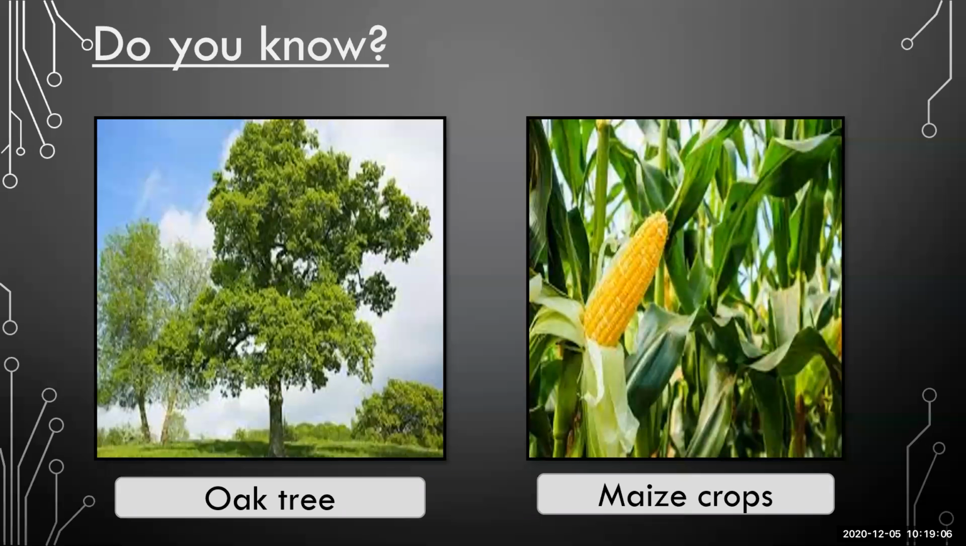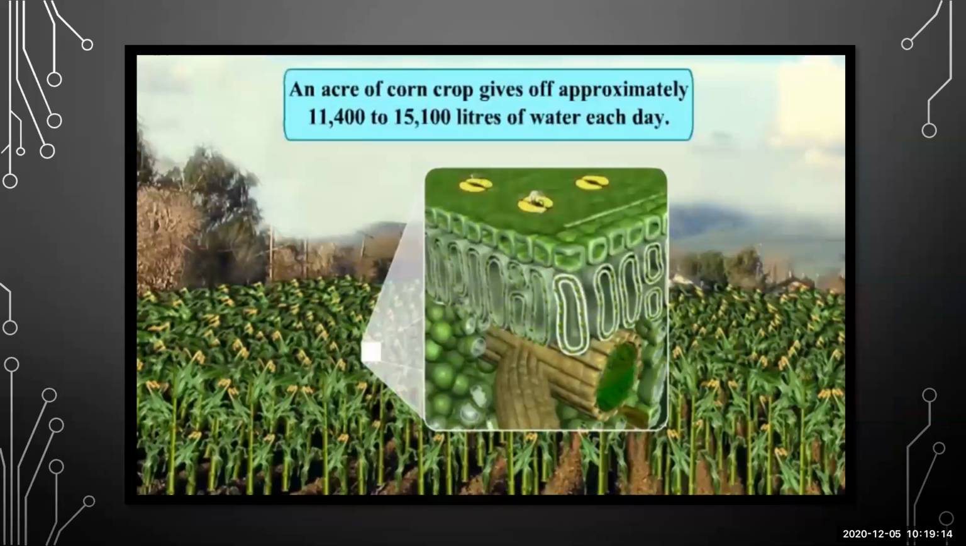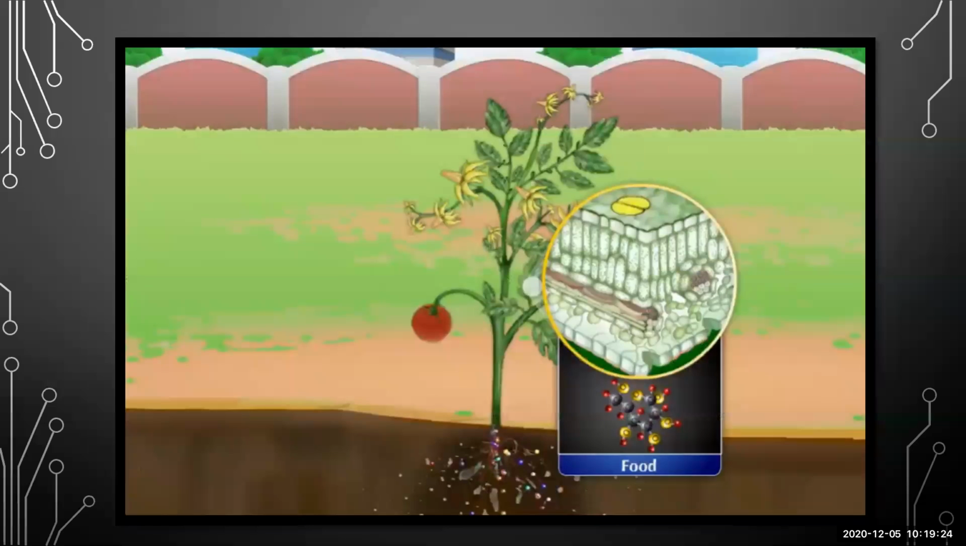And in this transpiration pull, in an oak plant, about 1,51,000 liters of water is transpired per day, and in maize plants, about 11,400 to 15,100 liters of water is transpired each day.